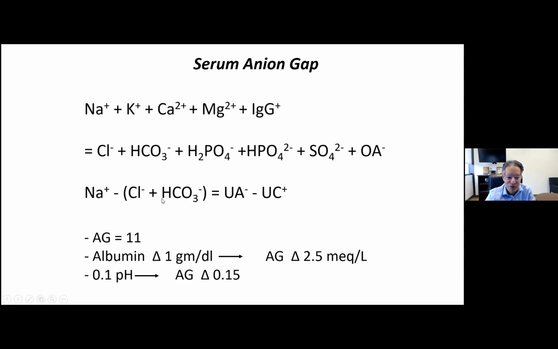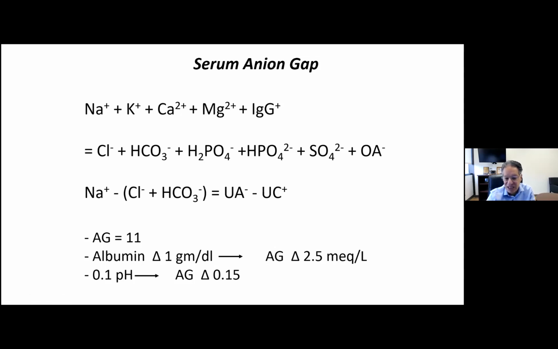Now, normally if we do this and measure only these numbers, we get an answer of 11, which means that the unmeasured anions minus the unmeasured cations is 11. Now, albumin is a big part of these unmeasured anions because of the type of amino acids it has. It's negatively charged. And what you can remember is if the albumin changes by 1, the anion gap changes by 2.5. So if, let's say, you have an albumin going from 4 to 3, your anion gap will be 11 minus 2.5. It's not going to be 11 anymore. So the anion gap drops as the albumin drops.